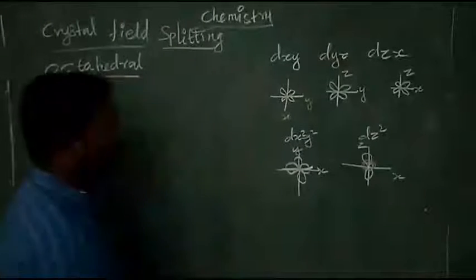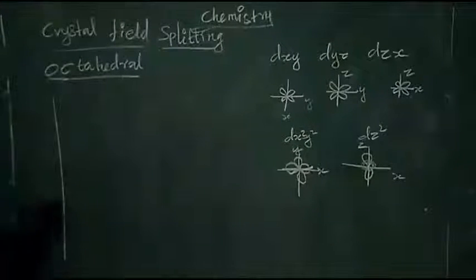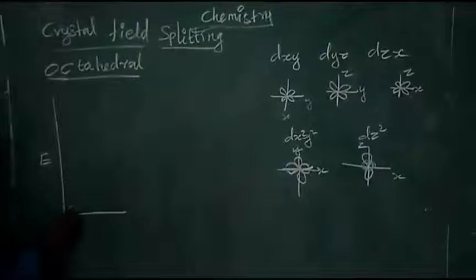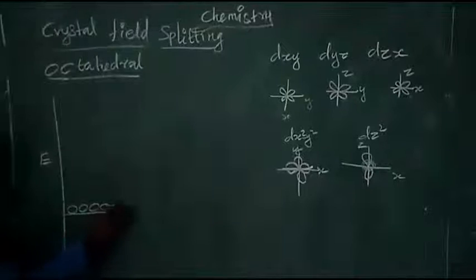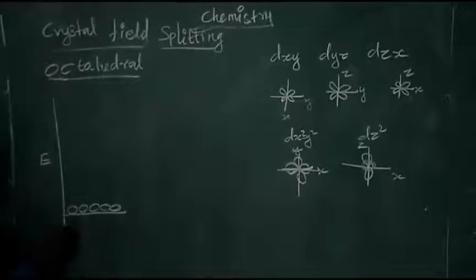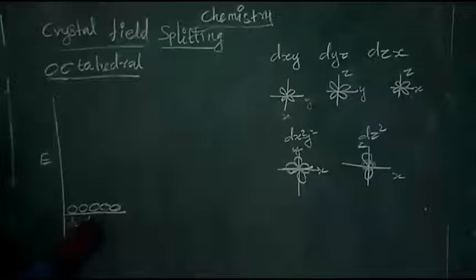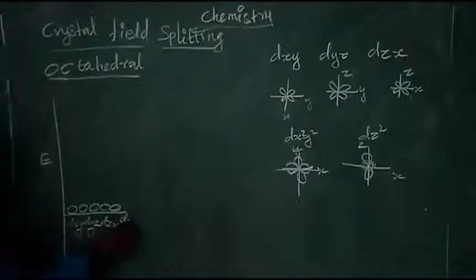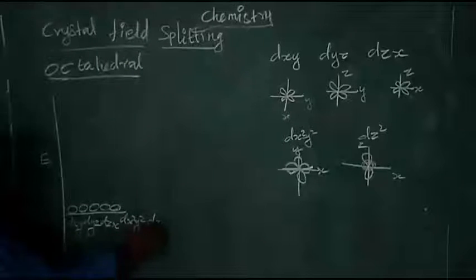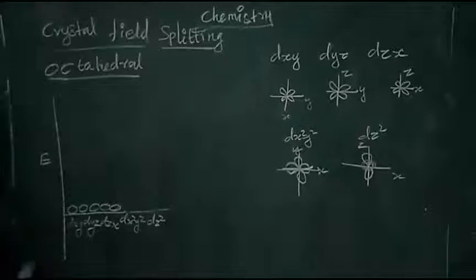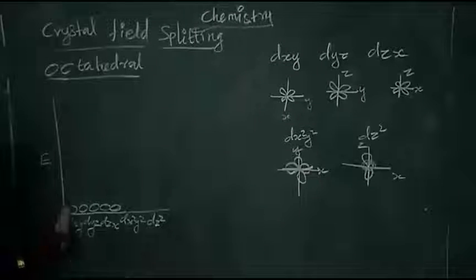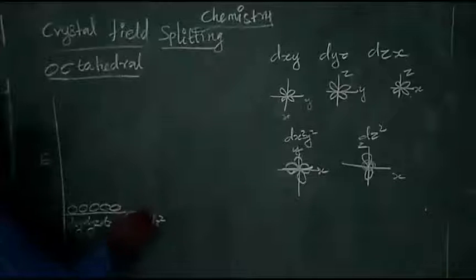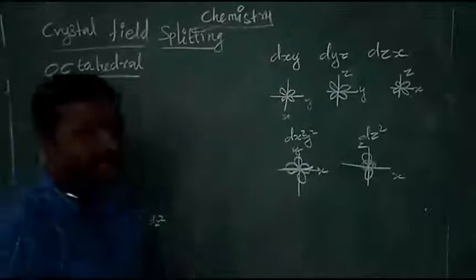Let us write the ground state orbitals. How do we draw this energy increasing diagram? All 5 orientations: what are they? dxy, dyz, dzx, dx square y square, dz square. We have 5 orientations, and all are in the ground state. These 5 orbitals are in the ground state in the isolated gaseous state.